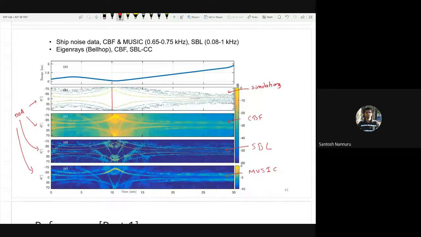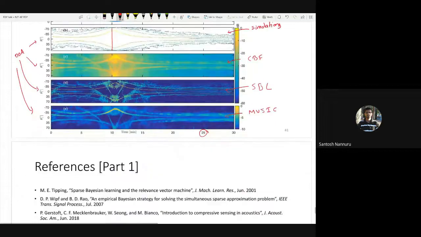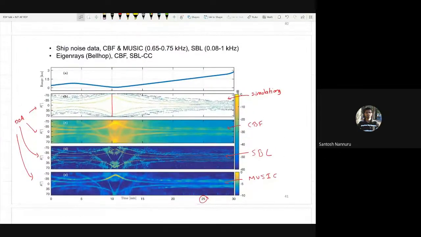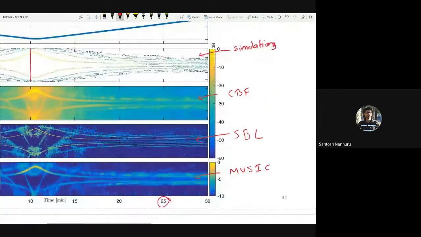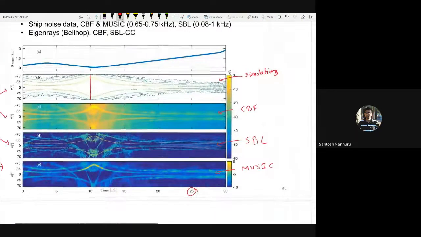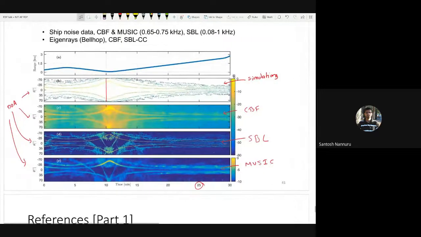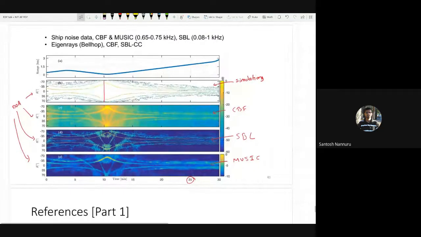Especially if you see around, let's say, 25. If you vertically slice at 25, MUSIC is showing a very blurred answer, and CBF also has blur, whereas with SBL, if I were to zoom in, you can see it can find all these small separations, all these nearby angles, because of its high resolution ability, right? So that's the advantage of compressive sensing methods.